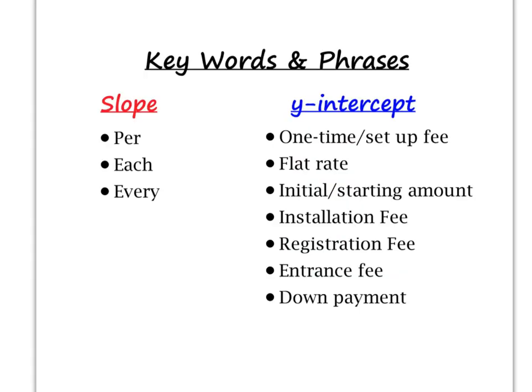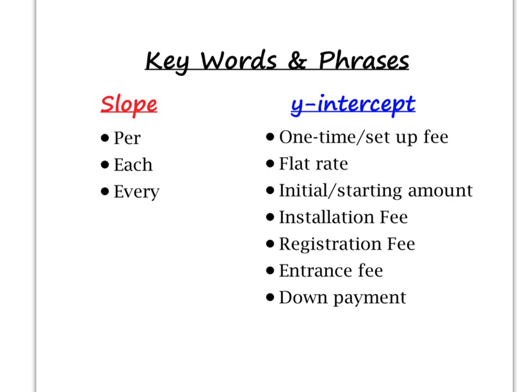So we're about to get into word problems, so I want to review real quick some keywords and phrases that will signal whether you have to find the slope or the y-intercept from a word problem. If you need to take a minute and write these down, pause the video. So keywords for slope would be the words per, each, and every.